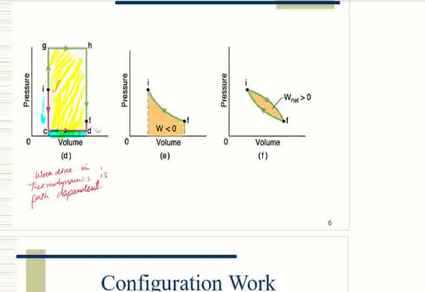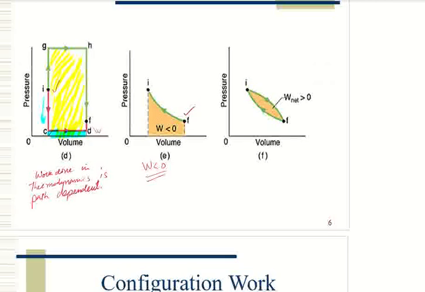We take another case now. We start from point F here in graph E, and we move from point F to point I, and here we are decreasing the volume of the gas. Although pressure is increased, overall work done is negative. And again the work done is the area under the curve. Although the work done is negative, we can still calculate it by calculating the area under the curve.